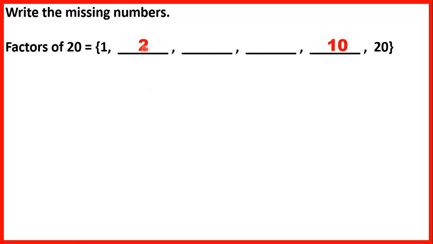So it's useful to think of factors in pairs. Because 2 times 10 is 20, we know that both 2 and 10 must be factors of 20. And we also know that 4 times 5 is 20, so 4 and 5 are our other factors. We can divide 20 by all of these numbers without getting a remainder.